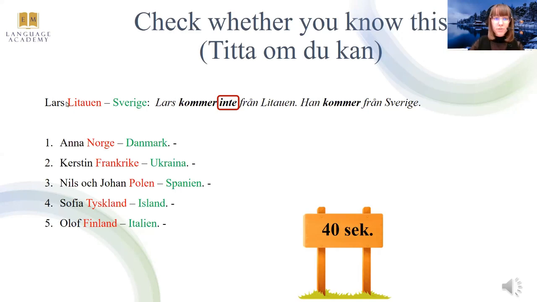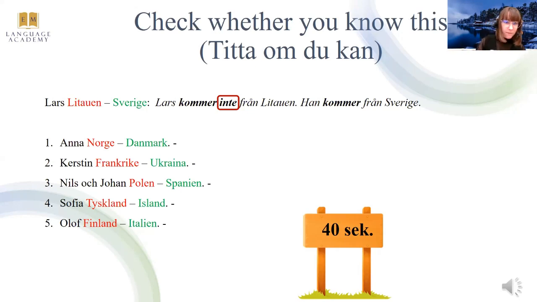The first country is in color red, which means that we have to make a negation out of it. And then we have to correct that negation and write a positive or affirmative sentence. For instance, Lars kommer inte från Litauen. Han kommer från Sverige. That is your task.